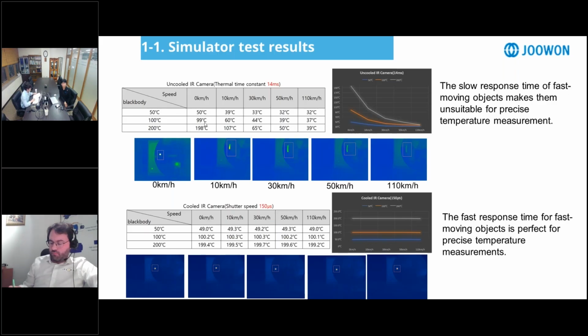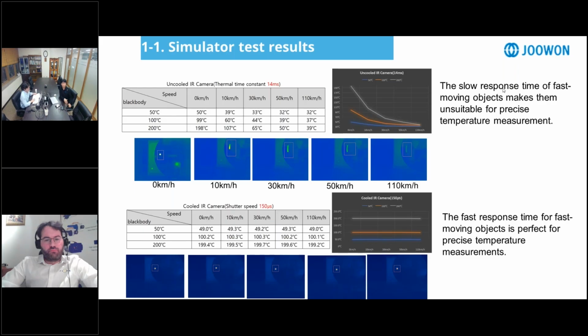As you can see in this table, the black body temperature is 50 degrees Celsius. When the object is not moving, at 0 kilometers per hour, it has the same degrees Celsius, but in the case of 50 kilometers per hour, it's almost an 18 degrees Celsius difference. It's bigger in the case of 200 degrees Celsius. The black body has 200 degrees Celsius, while the 110 kilometers per hour case is 39 degrees Celsius. It's about a 170 degrees Celsius difference.